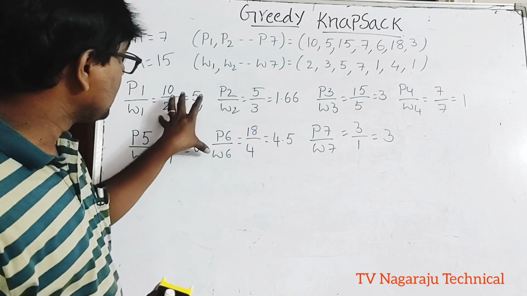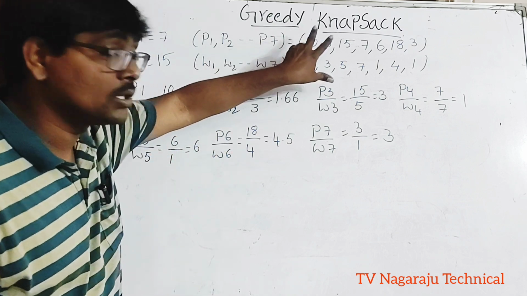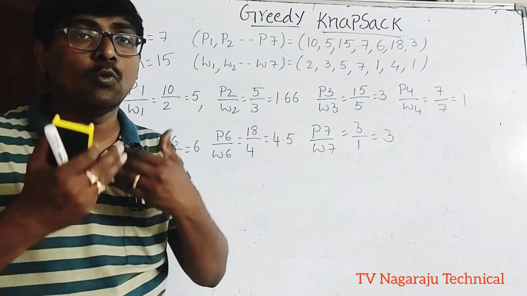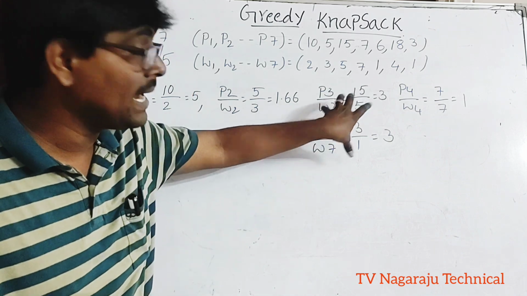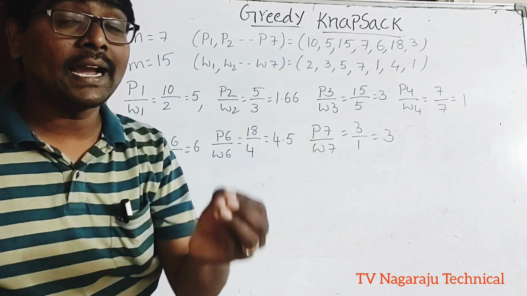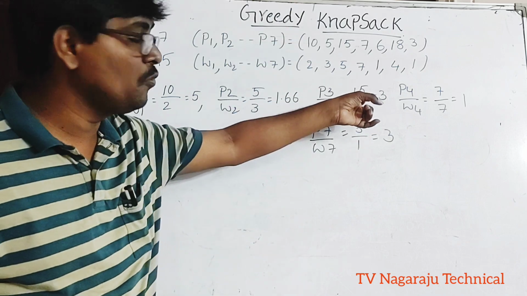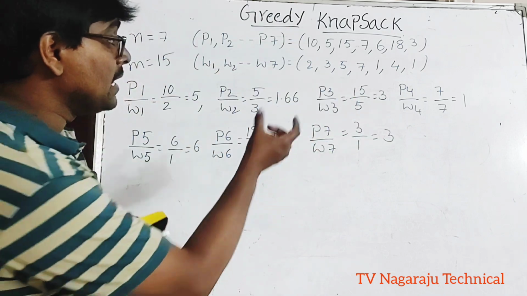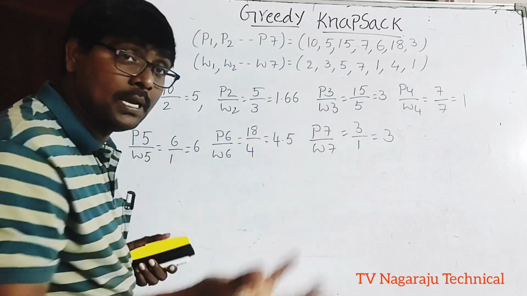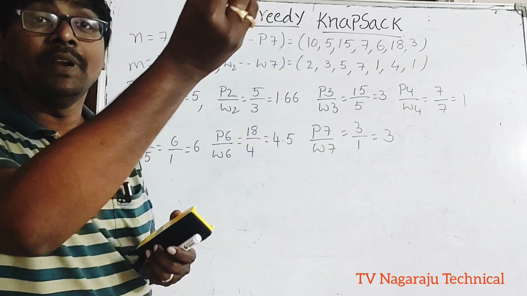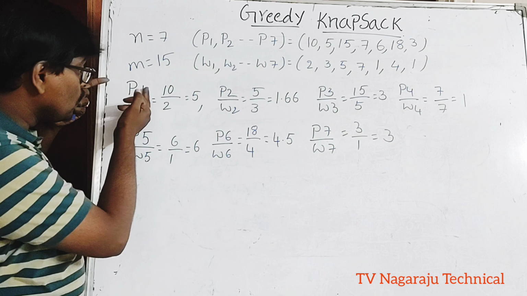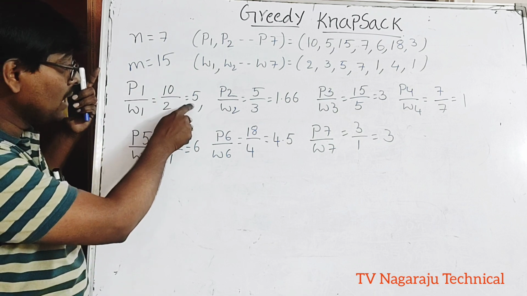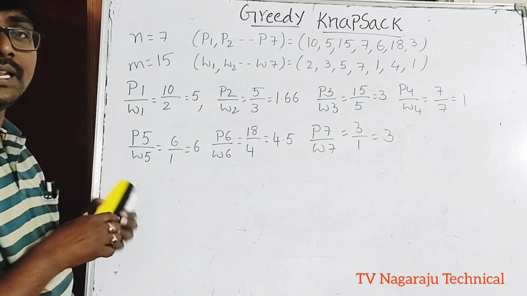What we have done? Simply calculated the ratios of profit by weight. Now, in which order do we need to place the items into the knapsack? According to the ratio value in descending order. Again I am repeating: if the value is high, it means more profit and less weight. Why? In the numerator you have profit, in the denominator weight. If the value is high, the profit is high and the weight is less.